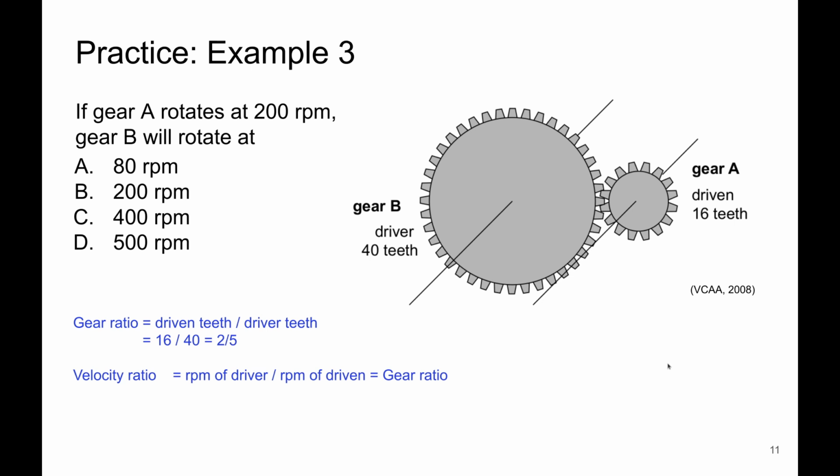Velocity ratio is the rotational speed of the driver divided by the rotational speed of the driven, and this equals the gear ratio. Therefore, the rotational speed of the driver gear is equal to the gear ratio multiplied by the rotational speed of the driven gear. Now we've already calculated the gear ratio, and that's 2/5, so we multiply this by 200, which is the rotational speed of the driven gear, and that gives us 80 RPM, which is answer A.